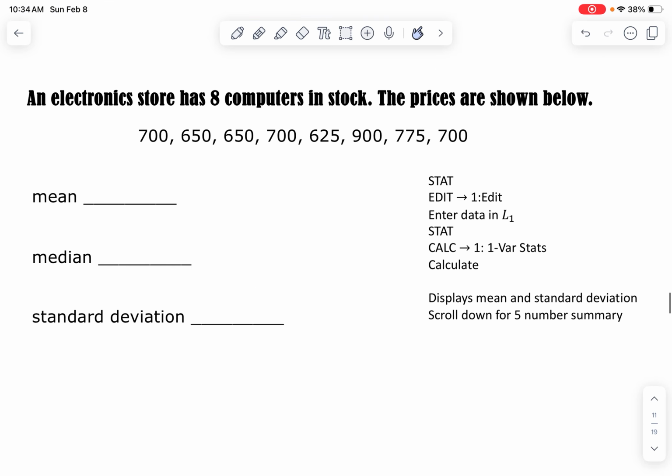Okay, so let's try this. An electronics store has 8 computers in stock. The prices are shown below. 700, 650, 650, 700, 625, 900, 725, and 700. So these are all their computers. Let's go ahead and try to figure out what the mean, the median, and the standard deviation are for this problem. We're going to follow those steps on the right, and here we go.